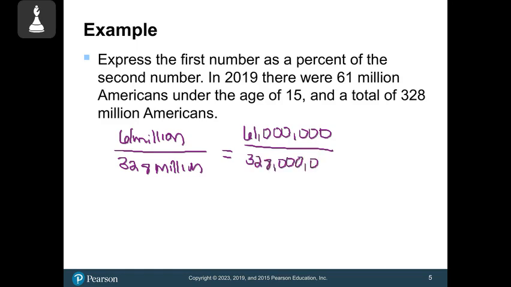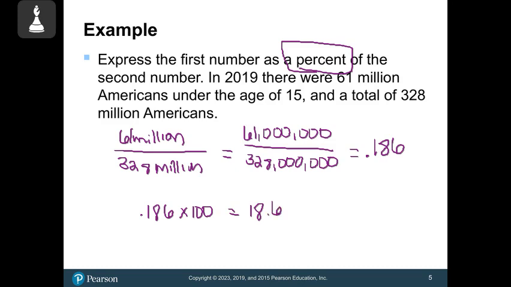All you have to do is grab a calculator and take this top number divided by this bottom number, and you're going to get a decimal value of 0.186, and that is the decimal. But we want this as a percent. So to go from decimal to percent form, I'm going to multiply by 100 because percent means per 100. So I want to turn it into a percent. I'm going to times it by 100. 18.6% of our American population is under the age of 15.